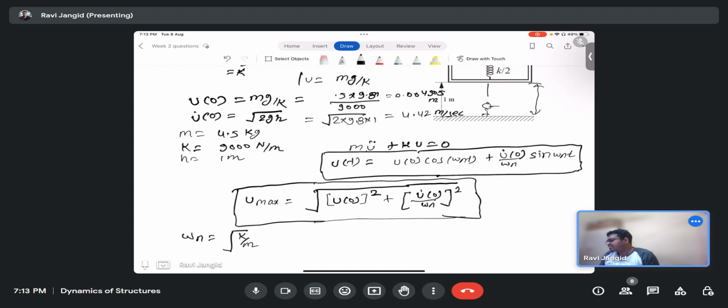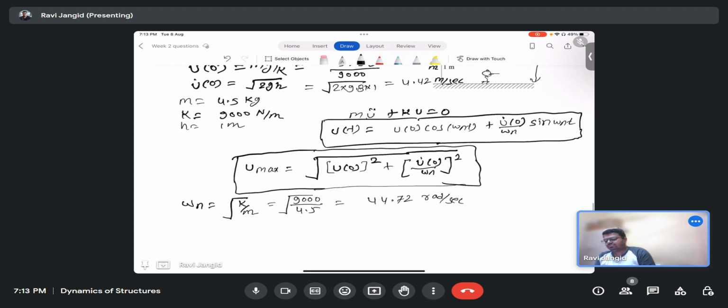What is my omega n? K is given to you as 9000. The mass is given to you as 4.5. So it will come out to be 44.72 radian per second.